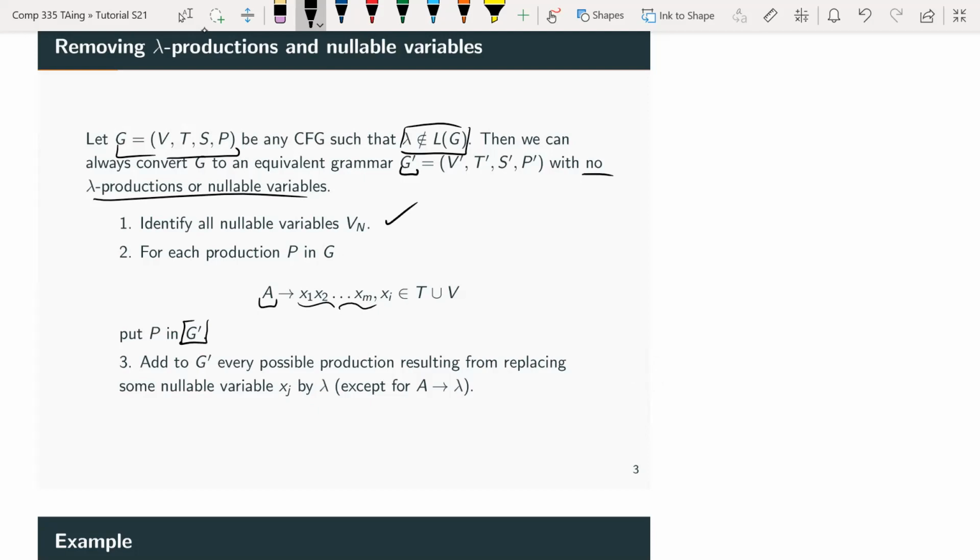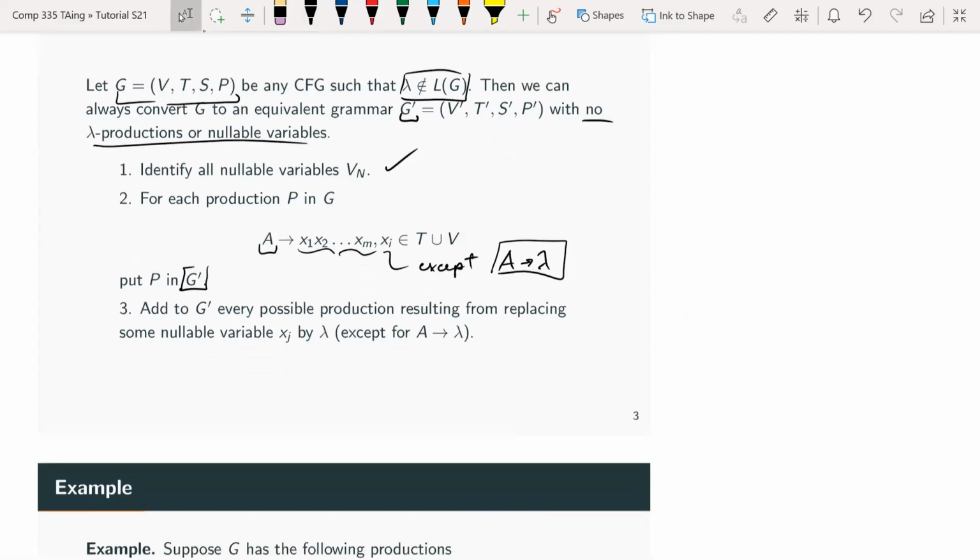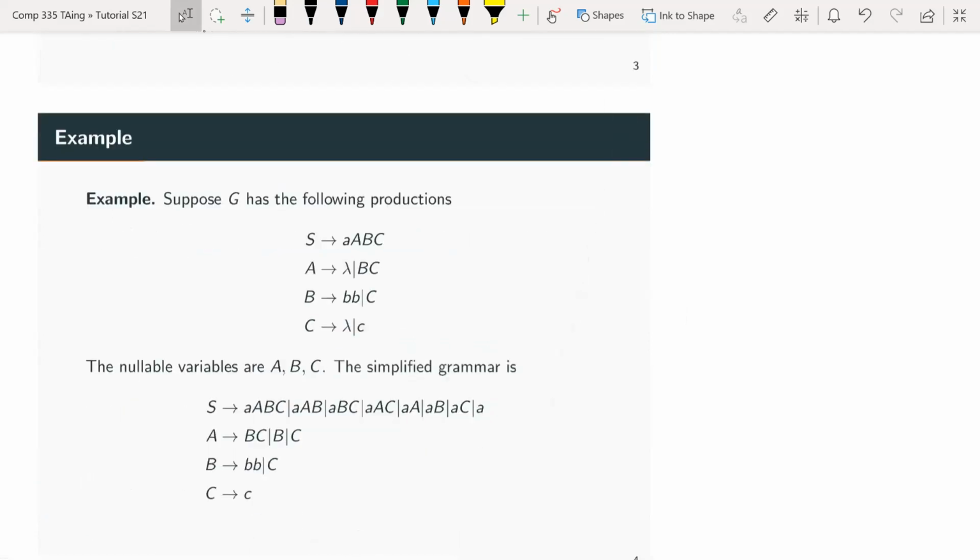So essentially add all of the production rules from G, except something like A gives you lambda. So just don't add these production rules, okay? And then what you need to do is, for each nullable variable and for each production rule that contains a nullable variable, you need to replace every possible combination of the nullable variables in your production rule, okay? So what does every possible combination look like? Well, to illustrate that, we're going to look at an example.